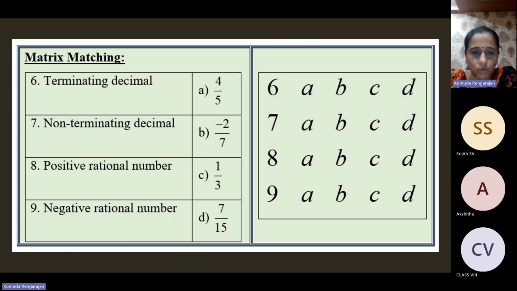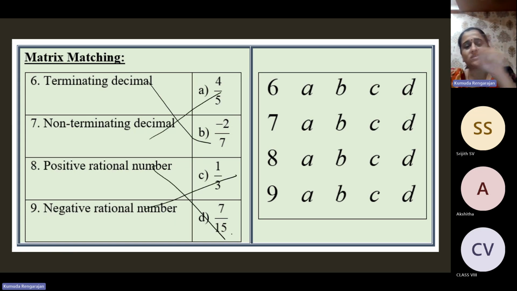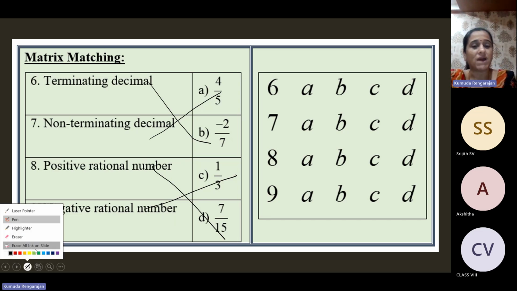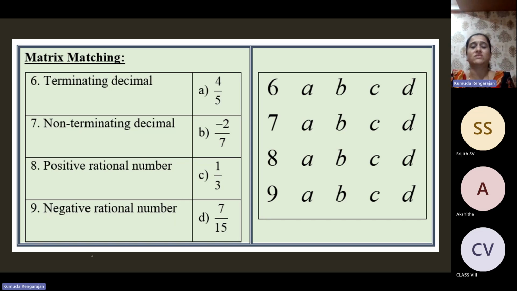For terminating decimal, you can choose more than one option. In a regular match the following, for one question there is only one answer. In matrix matching, you can match more than one answer to the question, and you can also use the same option more than once. For example, for terminating decimal, for everything, you can have option A also. That's fine.